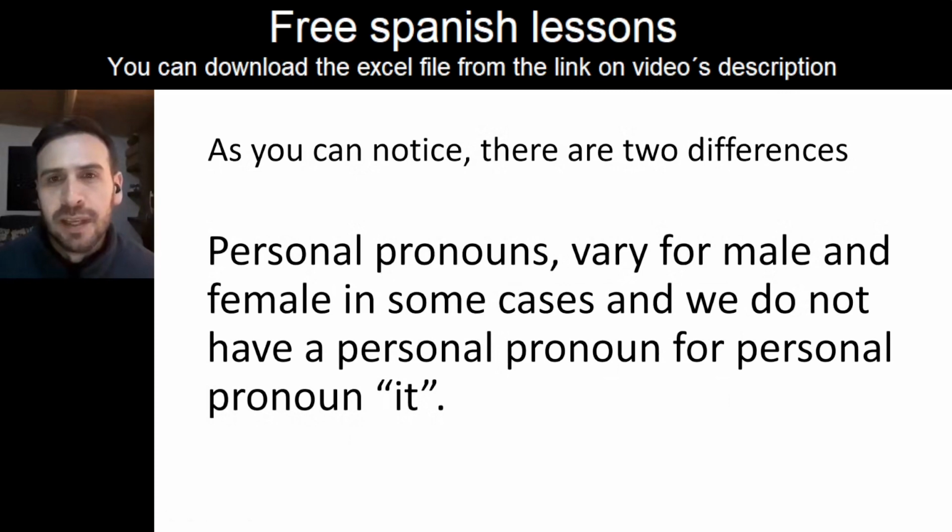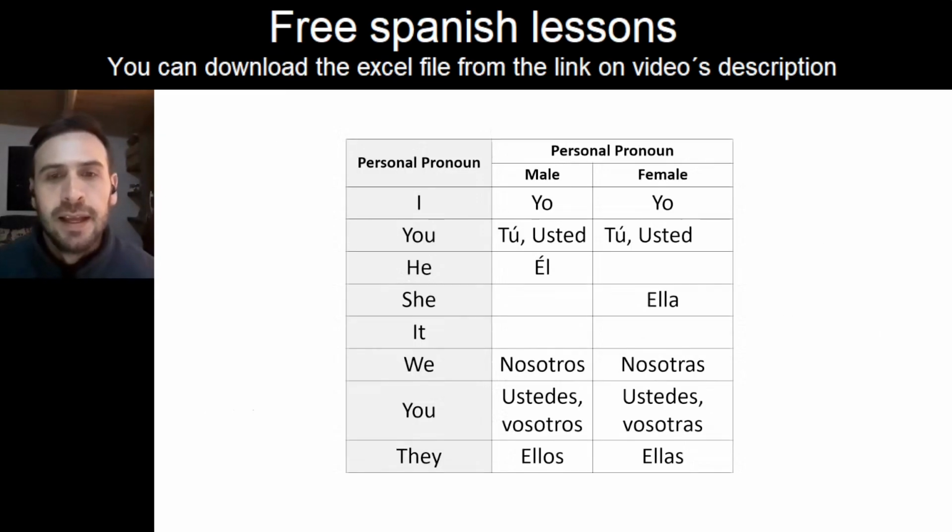As you can notice, there are two differences. Personal pronouns vary for male and female in some cases, and we do not have a personal pronoun for it. Here you can see it, we don't have it. And we have a column for male and a column for female.